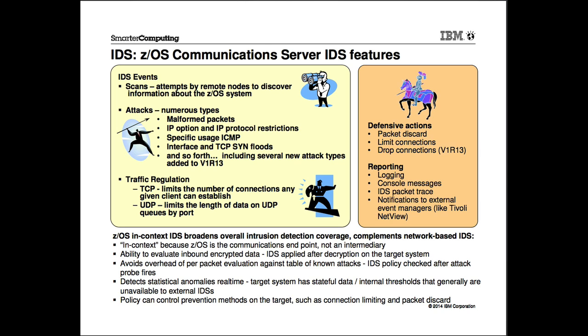So with IDS, we're broadening the overall coverage. It's not just we protect against this one attack. We protect your whole stack against a wide range of attacks. We detect statistical anomalies in real time. We keep track of what's going on in your system. We can control prevention methods on the target. So it's a very powerful, very widespread in-context protection.